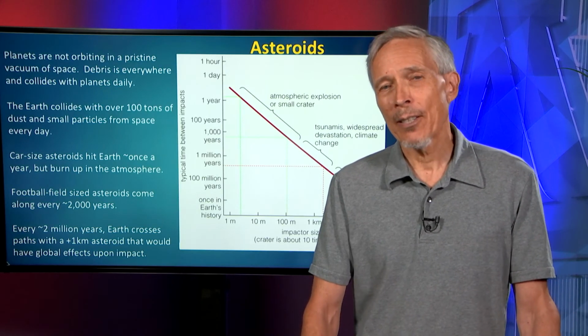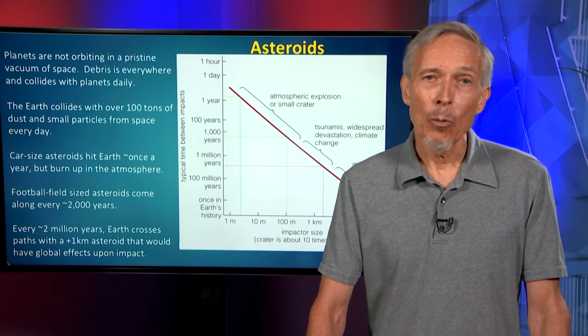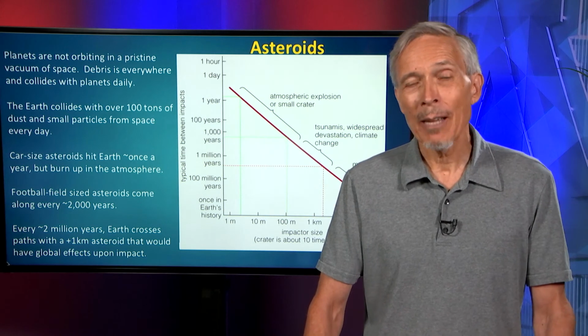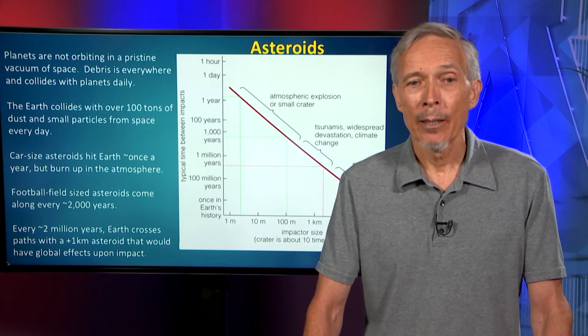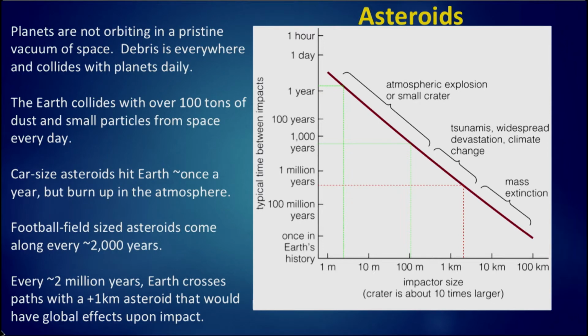What causes mass extinction events? It's not entirely clear, but one of the agents is clearly external forces, in particular impacts from space debris. Planets do not orbit in the pristine vacuum of space. There's debris left over from the formation, and in the solar system, of course, there's the asteroid belt and various meteors floating through space. This debris is everywhere, and it collides with planets daily.